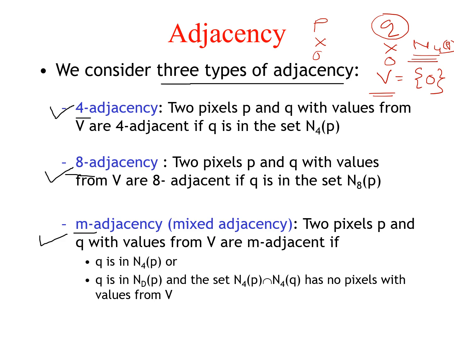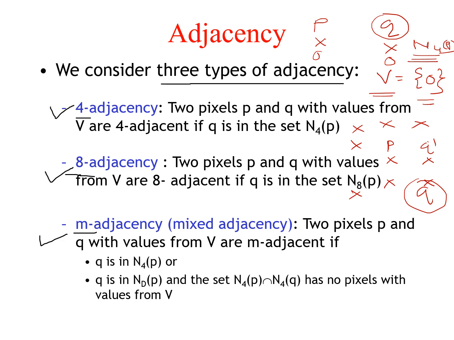Now for 8 adjacency, what do we have to check? Instead of N4, we are going to check whether it is in N8 of P. So this is your P and this is your Q. Suppose Q is here. First thing I have to check is whether Q is in N8(P), whether it is in the set of 8 neighbors of P, and also satisfies the criteria of V. Then only we can say that two pixels P and Q are 8 adjacent.